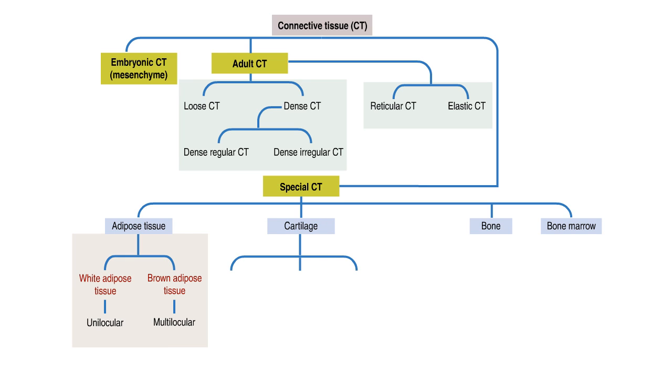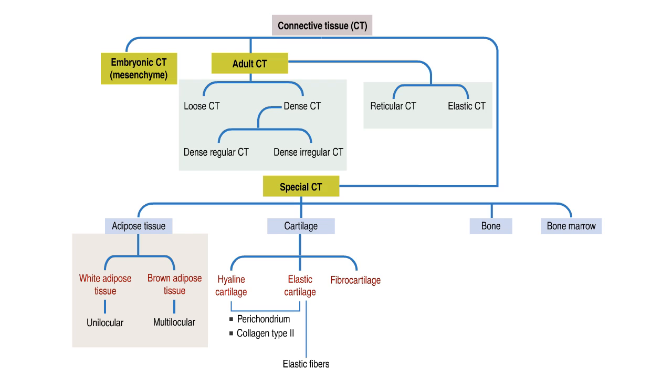There are three types of cartilage: hyaline cartilage, elastic cartilage, and fibrocartilage. Hyaline cartilage and elastic cartilage have a perichondrium, and type 2 collagen predominates in the extracellular matrix surrounding the chondrocytes. In addition to type 2 collagen, elastic cartilage contains elastic fibers in the extracellular matrix.